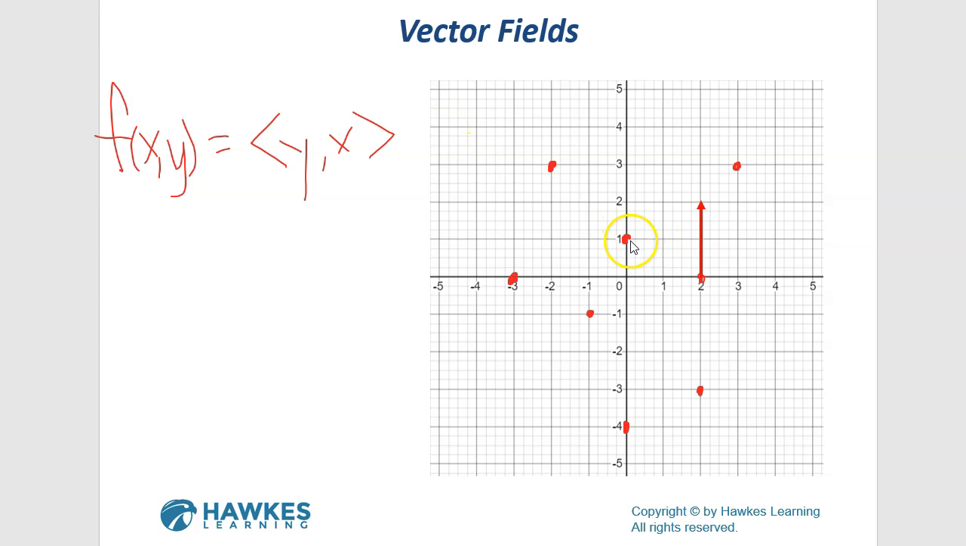Alright, and then I'm going to do the same thing for all these points, and then we'll talk about what happens. We're just switching the x and y coordinates. So whatever the x coordinate is, it becomes the y component of the vector. Whatever the y coordinate is becomes the x component of the vector.